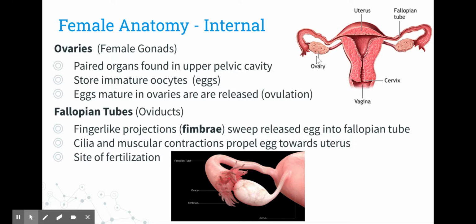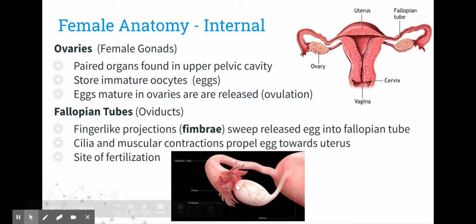Also on the internal anatomy, we've got these fallopian tubes. So these are the tubes that lead from the ovaries into the uterus. They terminate with these finger-like projections called fimbriae, and as the egg is released, they sweep the egg into the tube for it to travel down. Just like in other tubes and tracts in our body, cilia and peristaltic contractions move the egg towards the uterus. It is here in the fallopian tubes where we typically have fertilization occurring.